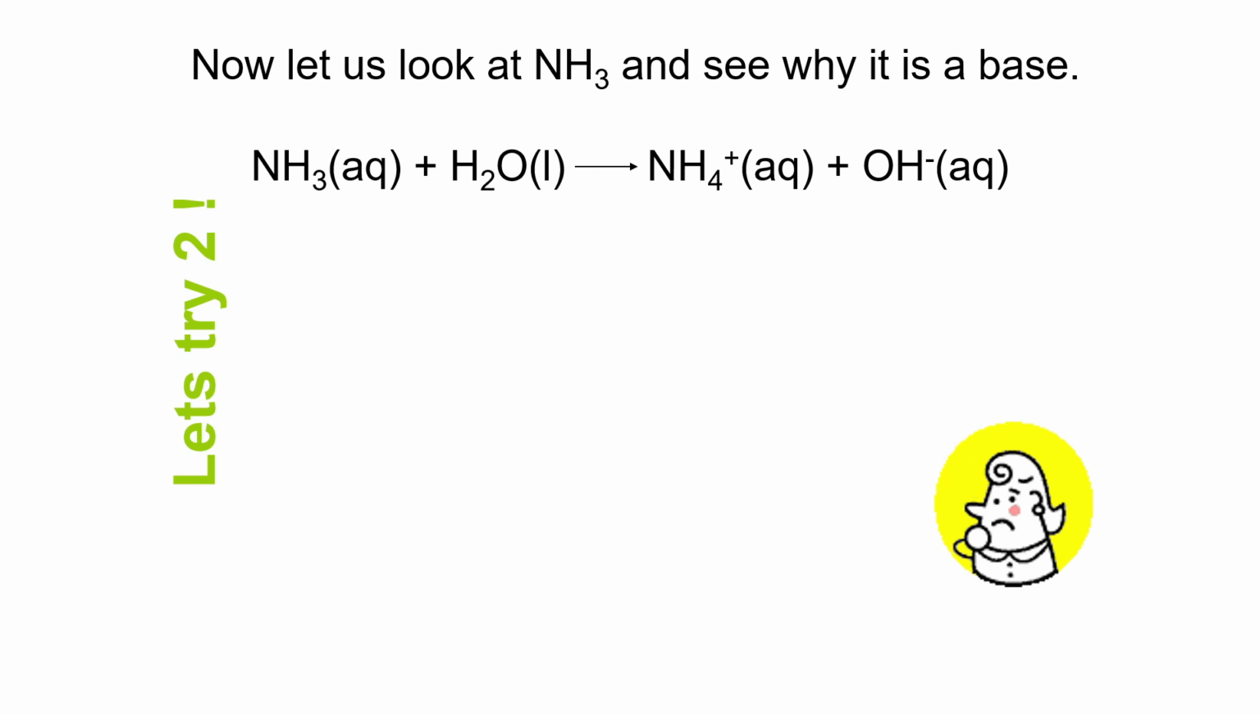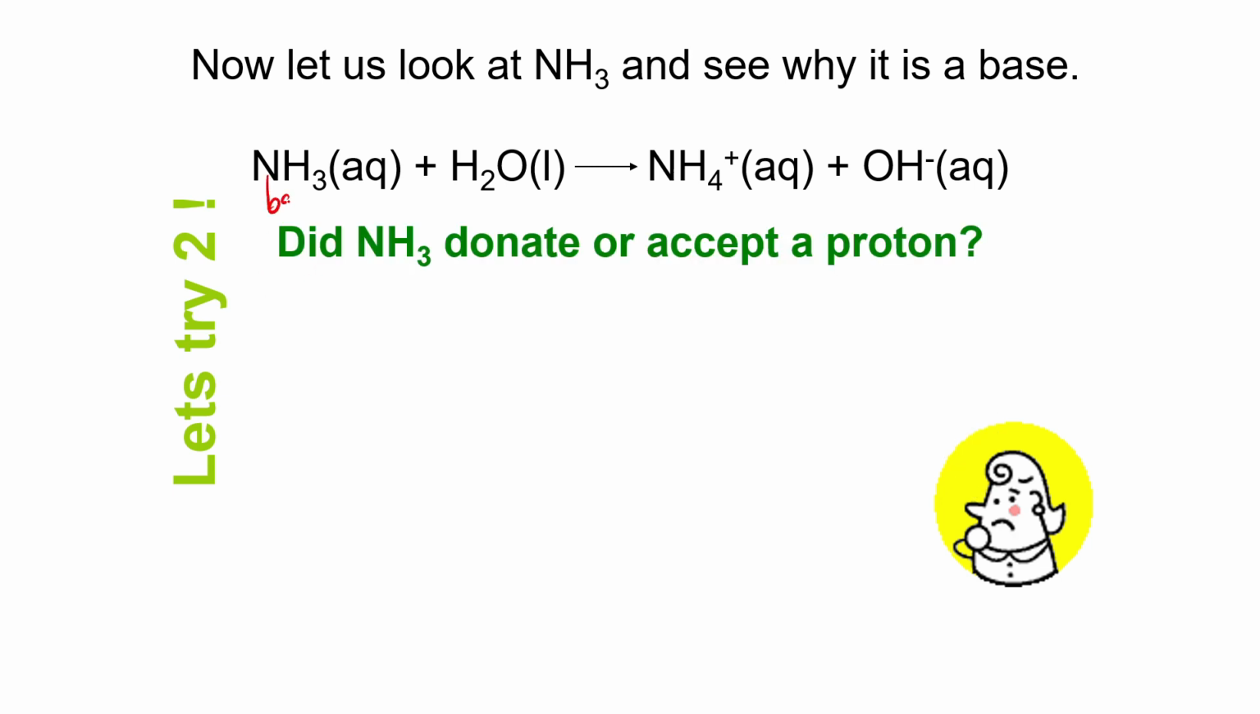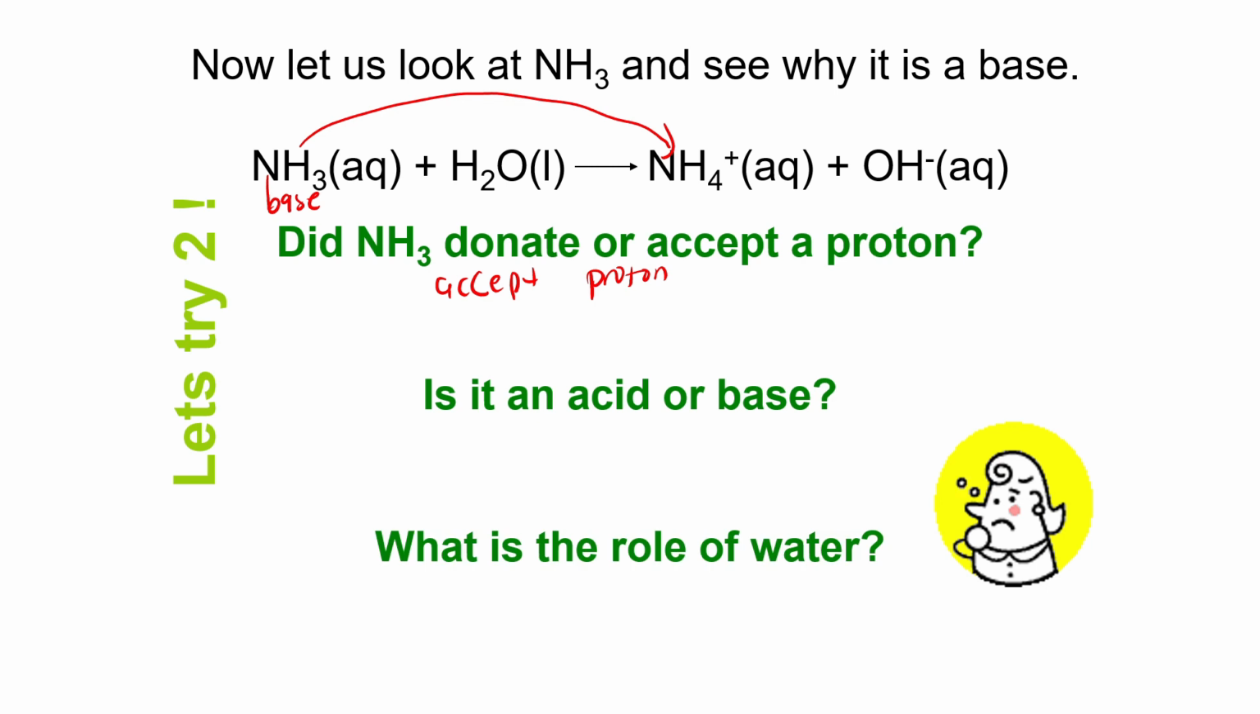So second exercise, let's look at NH3. So kenapa dia ialah base? Kita tanya kenapa NH3 base. Okay, NH3 donate ataupun accept a proton. So compare NH3 with NH4+. Jadi NH4+ ada extra satu hidrogen compare dengan NH3. Jadi NH3 accept proton. So kalau dia accept proton, dia ialah acid ataupun base. Yes, base.